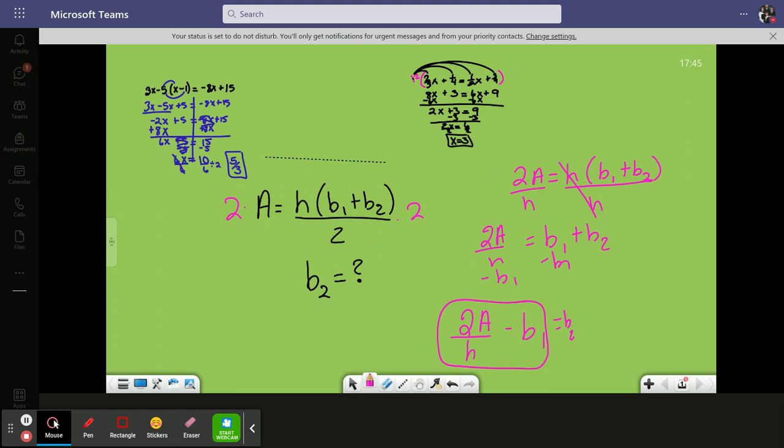Because of the lack of numbers, it's kind of iffy, but all I'm doing is the opposite operations to get there. Okay? Yes? These generally need a pretty good amount of practice. So that was the area of a trapezoid.